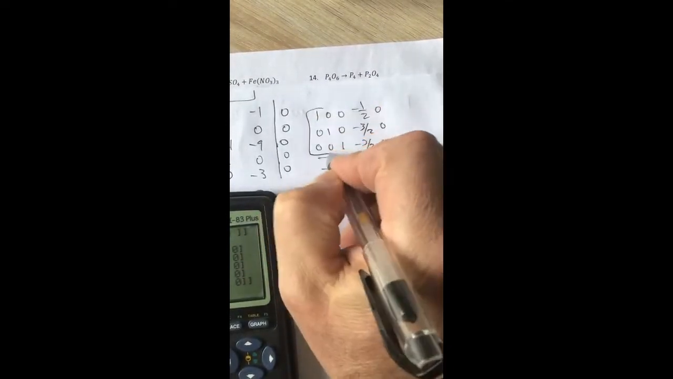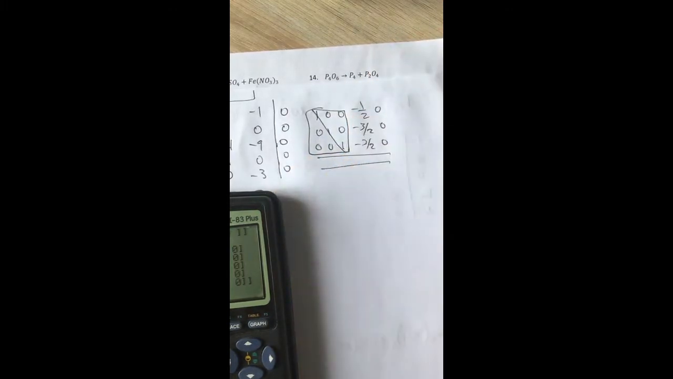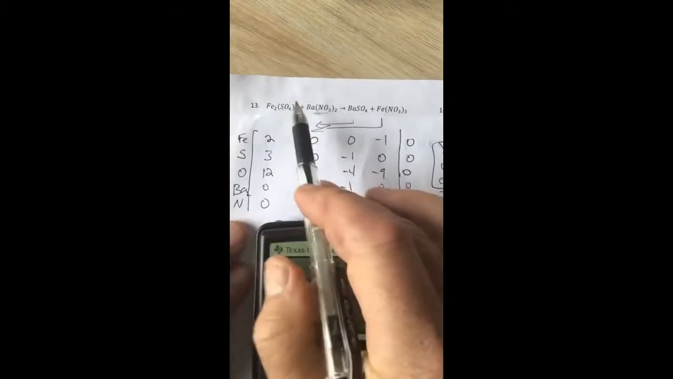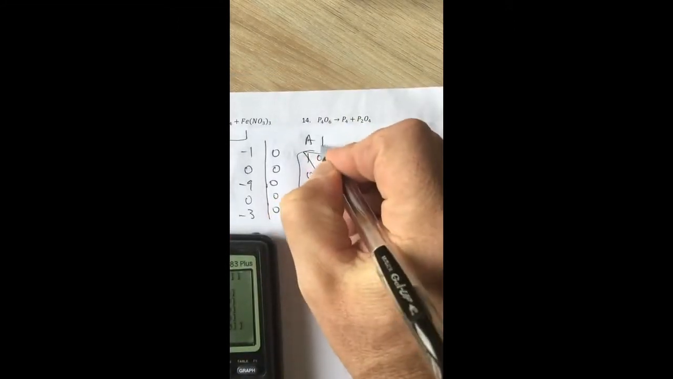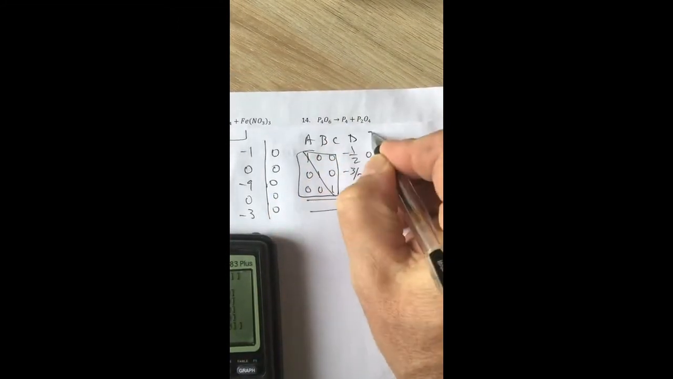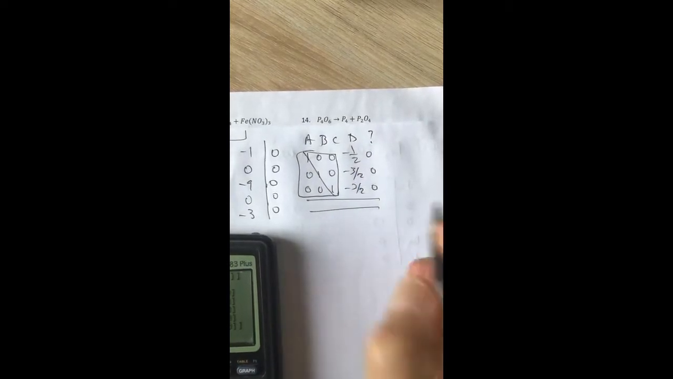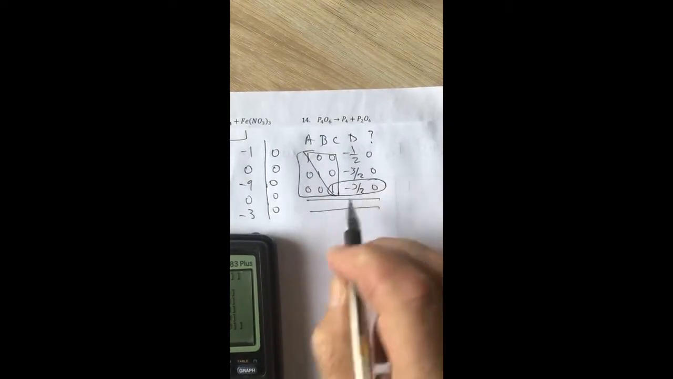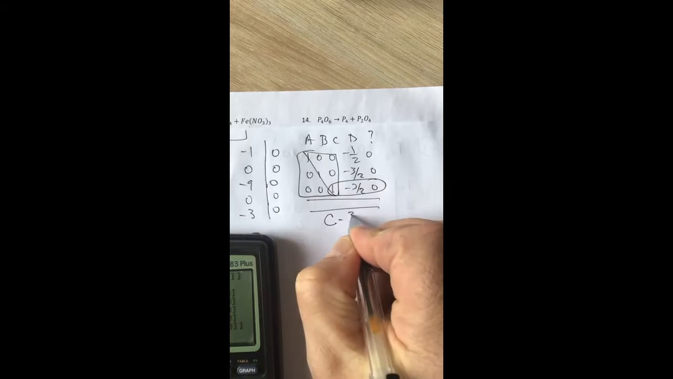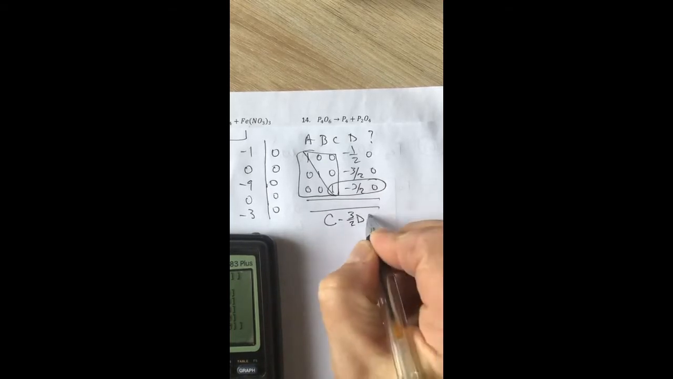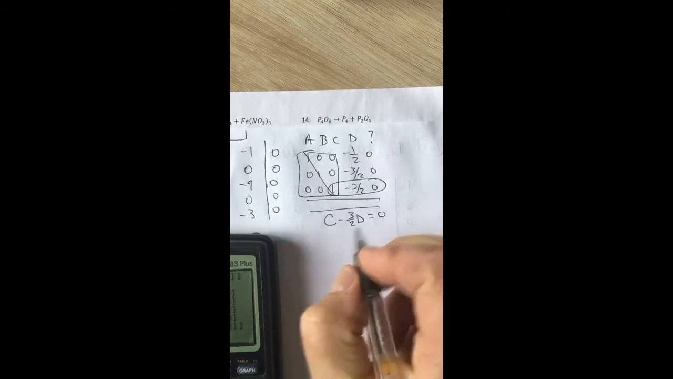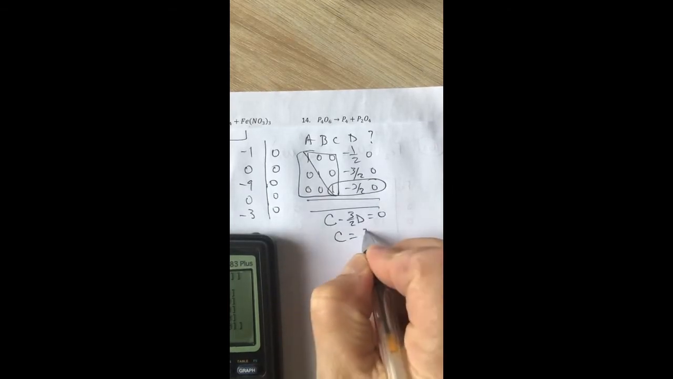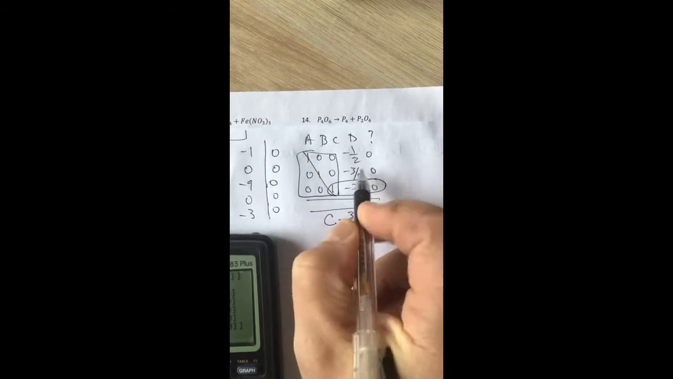Look, right here's the reduced row echelon diagonal. So I had, here was A, B, C, and D, and then the answer. So this is A, B, C, D, and then the answer. Okay, so I have something right here. So I have C minus 3 halves D equals 0. Okay, so that would be the same as C equals 3 halves D.